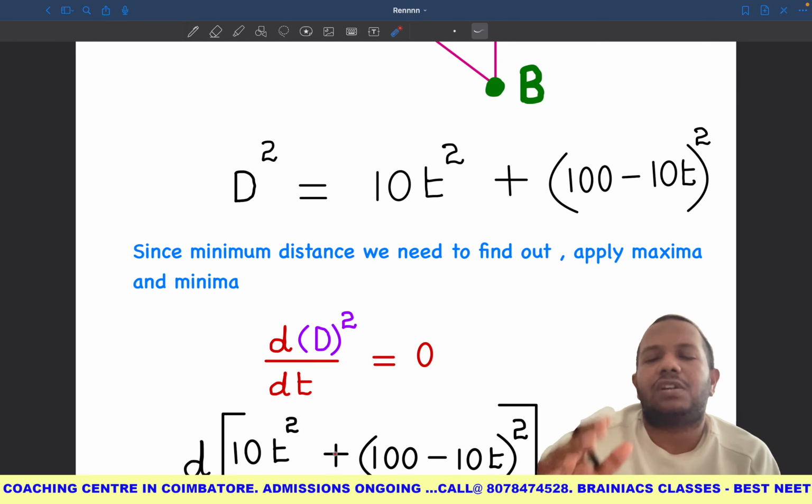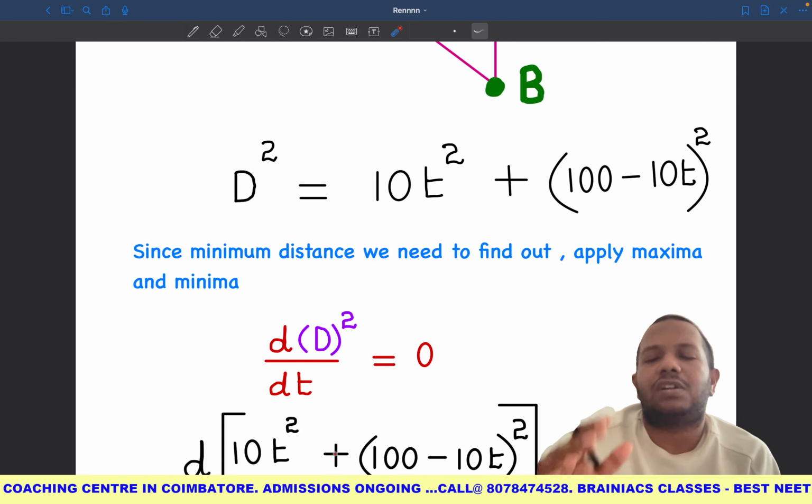So on differentiating this, it is a function. First we need to differentiate the square. On differentiating this, what will it become? We know that first we need to differentiate this one, so 2 into 10t into, on differentiation of 10t, it will become 10. This is called function of a function. So we can say this is 2 into 10t into 10.